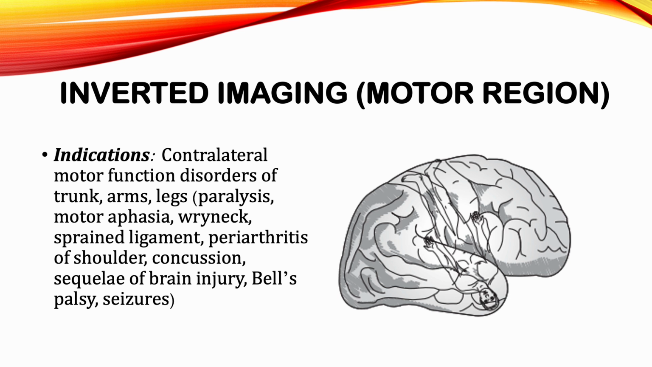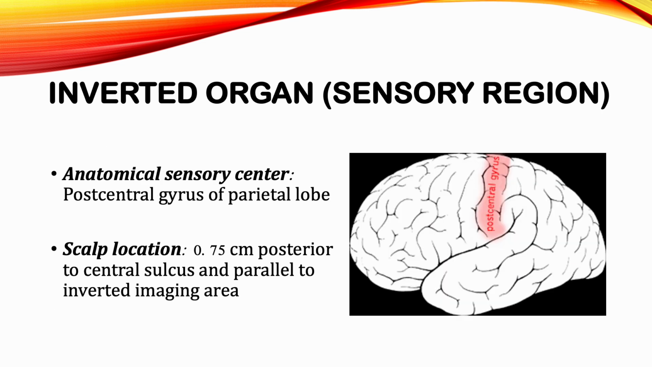Indications: contralateral motor function disorders of the trunk, arms, and legs, such as paralysis, motor aphasia, wry neck, sprained ligament, periarthritis of the shoulder, concussion, sequelae of brain injury, Bell's palsy, and seizures. Anatomical sensory center is located on the post-central gyrus of the parietal lobe. Scalp location: 0.75 centimeter posterior to the central sulcus and parallel to the inverted imaging area.